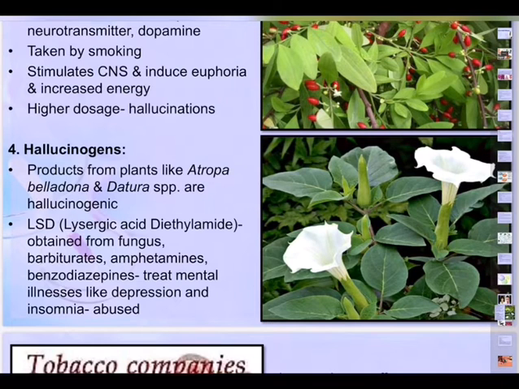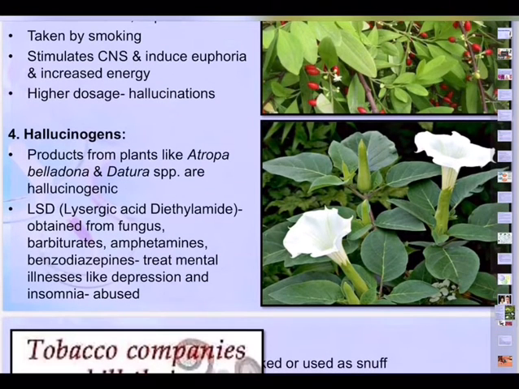And then hallucinogens. These are products from plants called Atropa belladonna and Datura. These are hallucinogens. These include LSD, lysergic acid diethylamide.